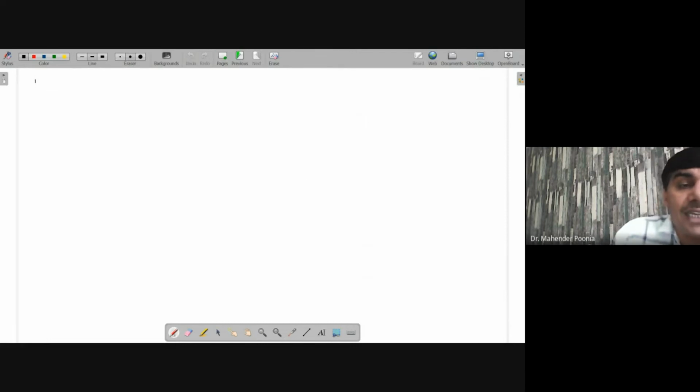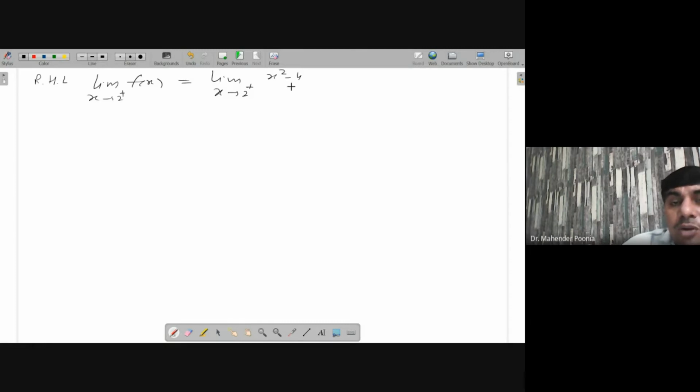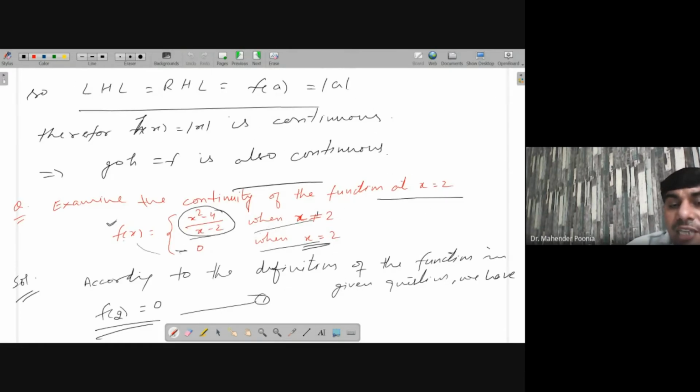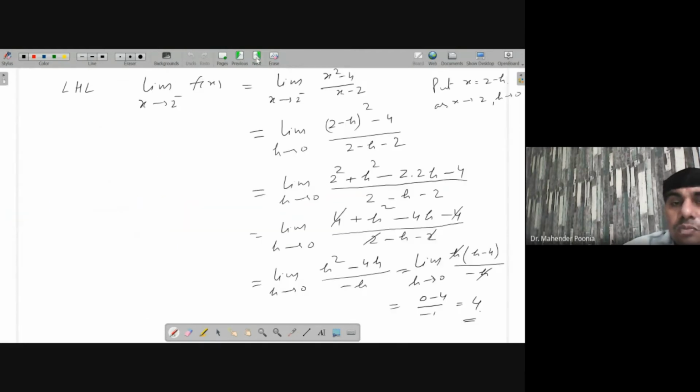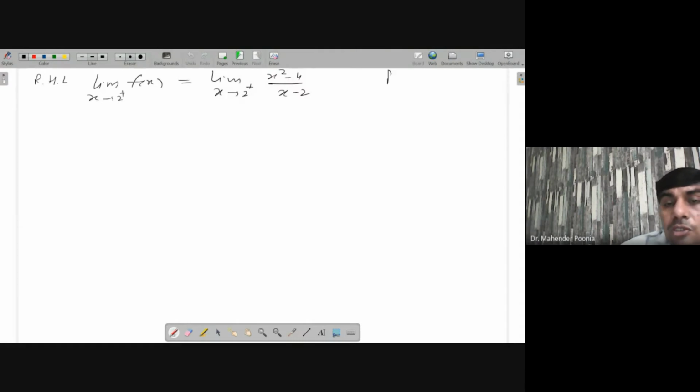Now we have to find the right hand limit. Limit x tends to 2 positive, f of x. Limit x tends to 2 positive means x does not equal 2. When x does not equal 2, the value of the function is x square minus 4 divided by x minus 2. It's given in the statement. Put x is equal to 2 plus h.